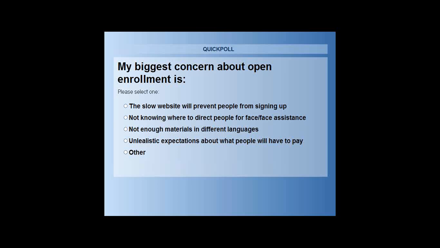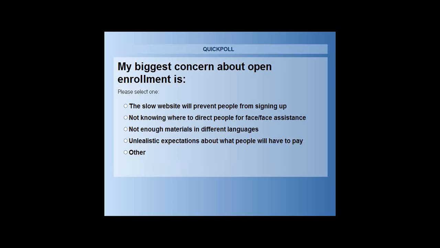So you should be able to click on the options now. Click whichever one you're encountering the most of the people you work with, what your concerns are about open enrollment. Take a few seconds here to get some more responses, and then I'll share the results with you to see kind of what everyone on the webinar is saying.